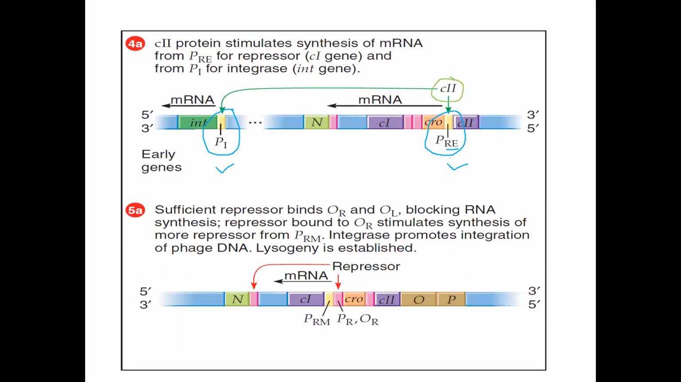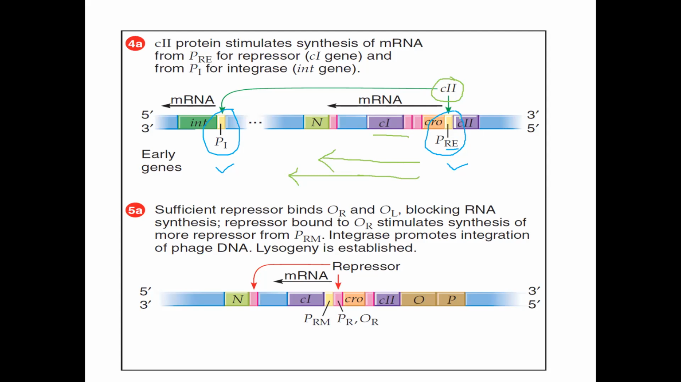So C2 is binding and activating promoters PRE and PI, and RNA polymerase will sit at promoter PRE and will move in this direction to ensure the transcription of C1 gene, which is the repressor. Now, you would say that at the PRE promoter, if RNA polymerase will sit at PRE and will move in this direction, C1 will come later. Immediately next to PRE on the left is the CRO gene, and CRO is for lytic cycle, and we are talking about lysogeny.